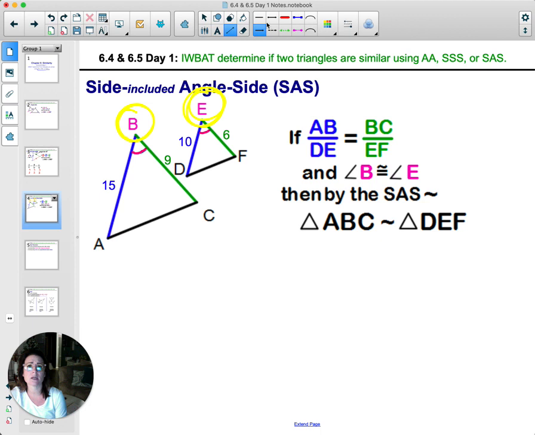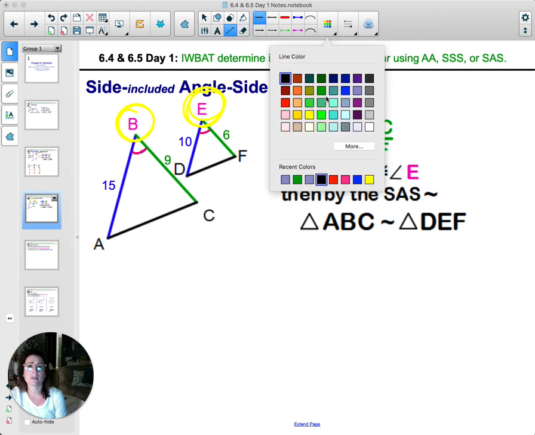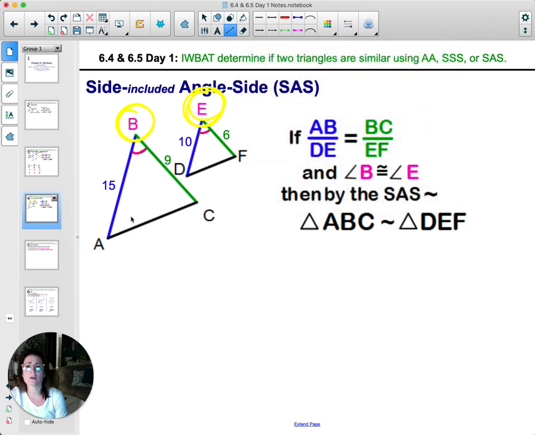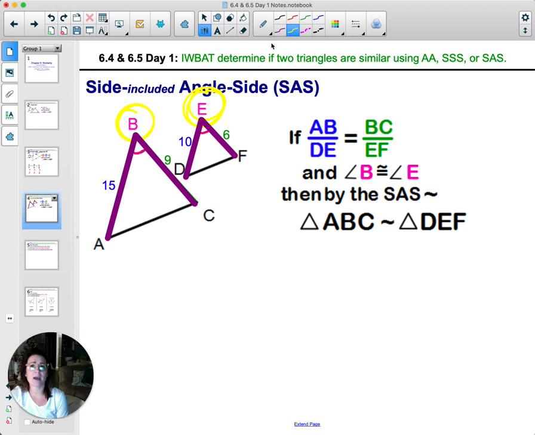So let me just get it so I can highlight those sides, make them stand out a little bit. Okay, so the angle that's given to you is B and E as congruent. So these are the 2 sides that need to have numbers on them and that you need to be able to check are proportional, the ones that make up that angle.